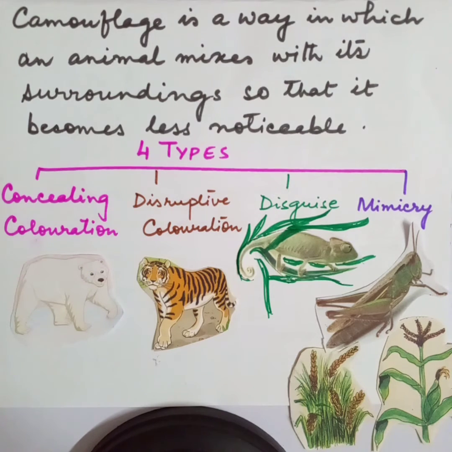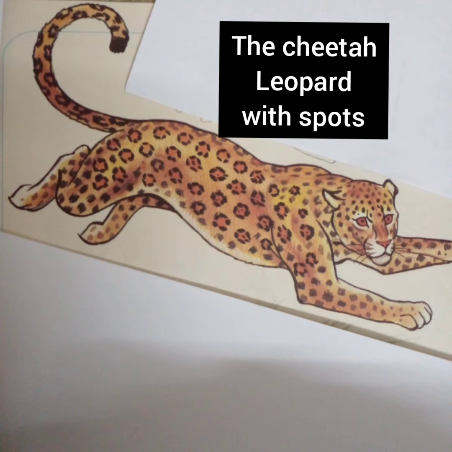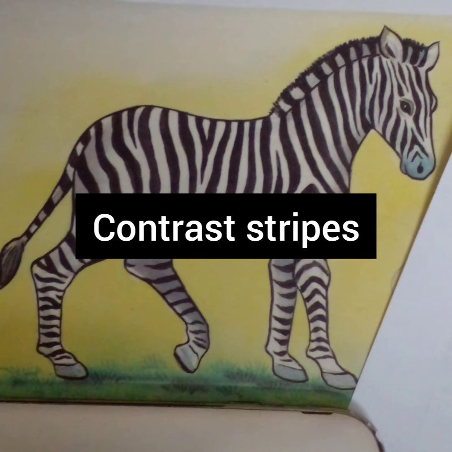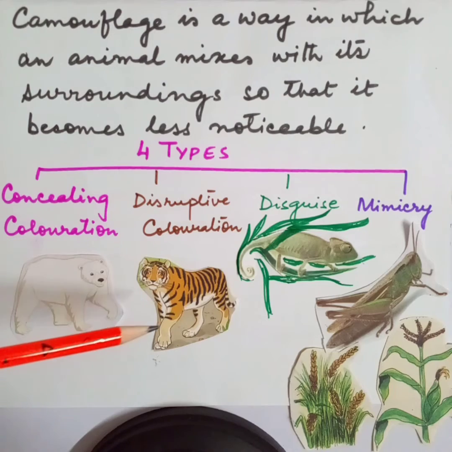Next is disruptive coloration. Disruptive coloration, also known as disruptive patterning, is a form of camouflage that works by breaking up the outlines of an animal. The cheetah, the tiger, the zebra, with strongly contrasting patterns.